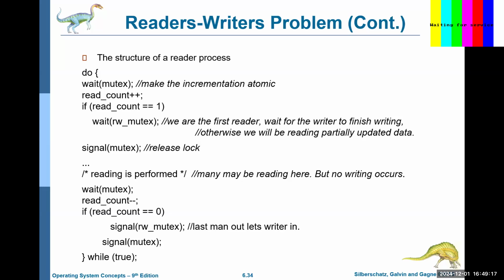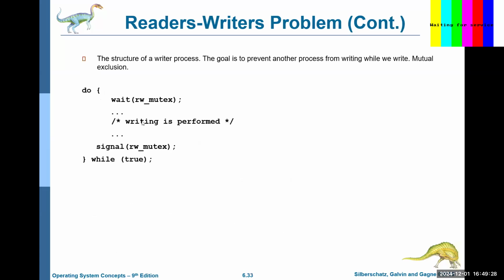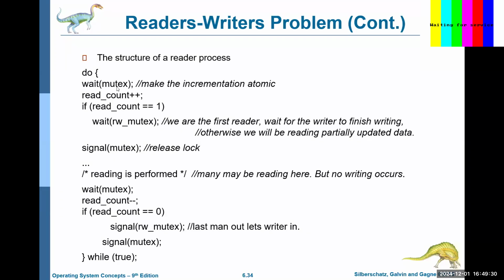The mutex was just so that the count was atomic. We wanted this count to be atomic. We don't want 2 people coming in at the same time and changing the count incorrectly. So we have this mutex. Notice the mutex is only used by us. So this mutex is just to make this count atomic. So I come in, I up the count here, and I know that it's not going to get screwed up because I have this mutex.